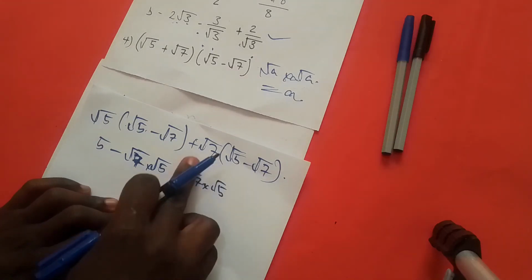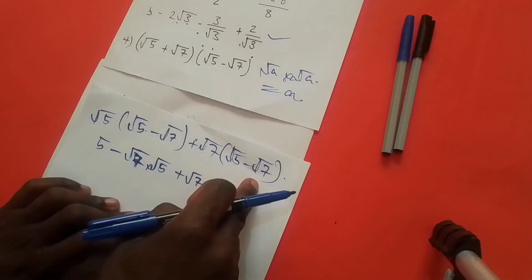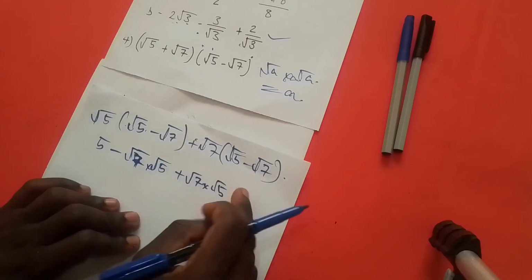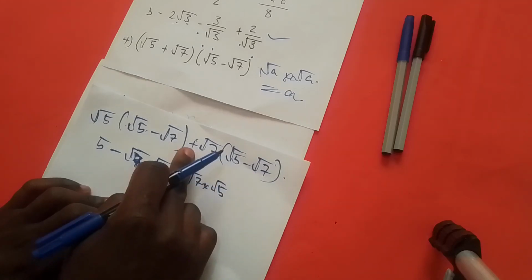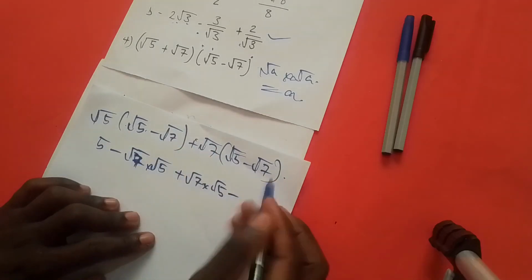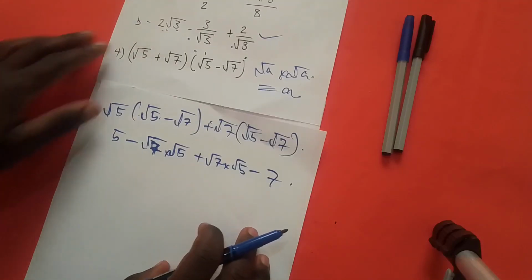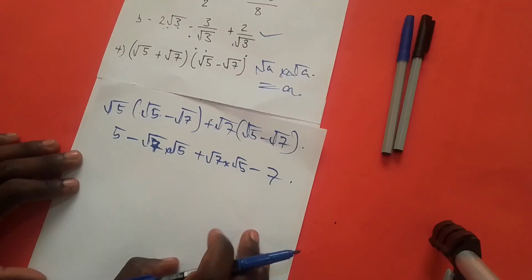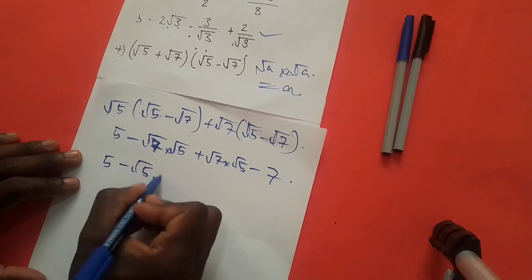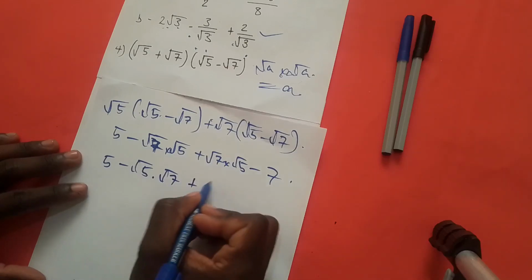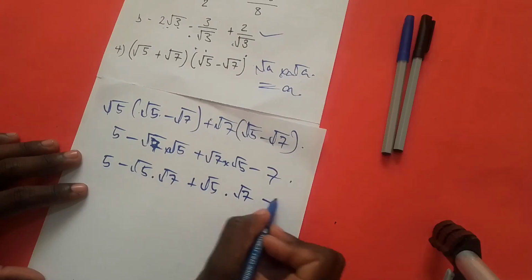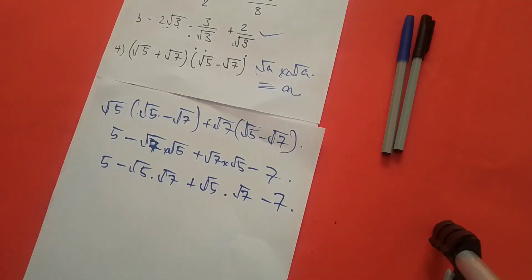Then we have positive root 7, negative root 7. Okay, positive root 7 times negative root 7, right? So therefore a positive times a negative is going to be equal to a negative. Therefore negative root 7 times root 7 is equal to negative 7, right? So the only simplification that is needed is in the middle now. So therefore 5 minus root 5 dot root 7 plus root 5 dot root 7 minus 7. Okay, so we are at this point now.